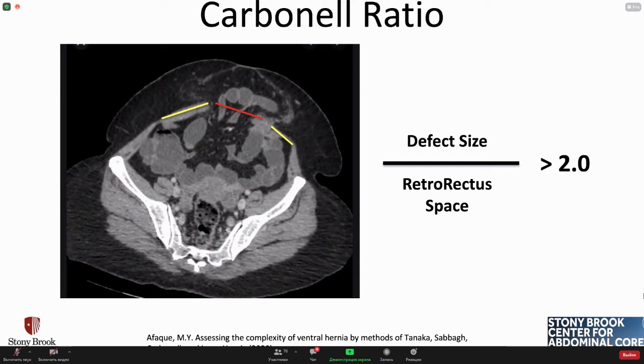Carbonell was already spoken about, but I think it's an important concept to know, especially if you're going in for a recurrence. It's really the defect size to the retrorectus space. If it's double or greater, a ratio greater than 2, you're probably going to have to do a component separation of some sort.